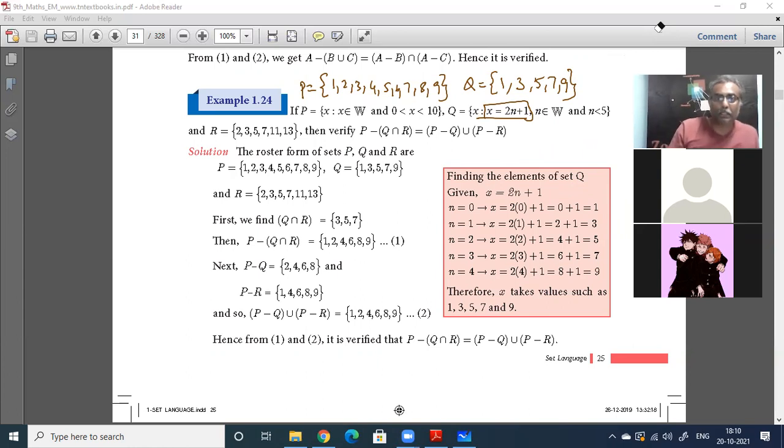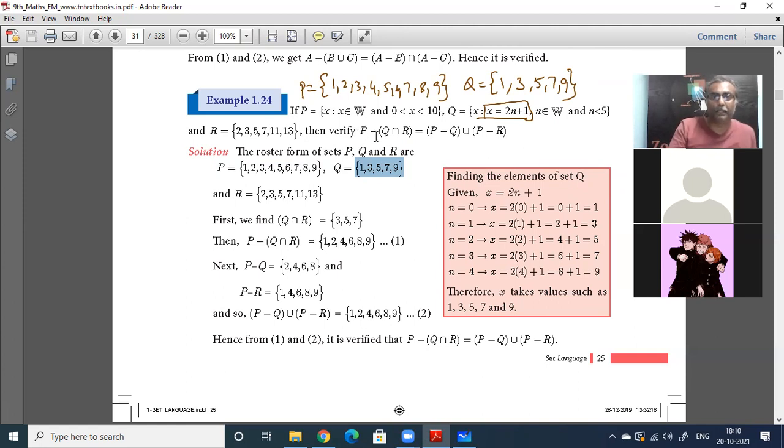So, did he get the thing correct? 1, 3, 5. Okay, 1, 3, 5, 7, 9. Now you know how we got that. 1, 3, 5, 7, 9. Very good. R is equal to 2, 3, 5, 7, 11, 13. That is easy, you know it directly.